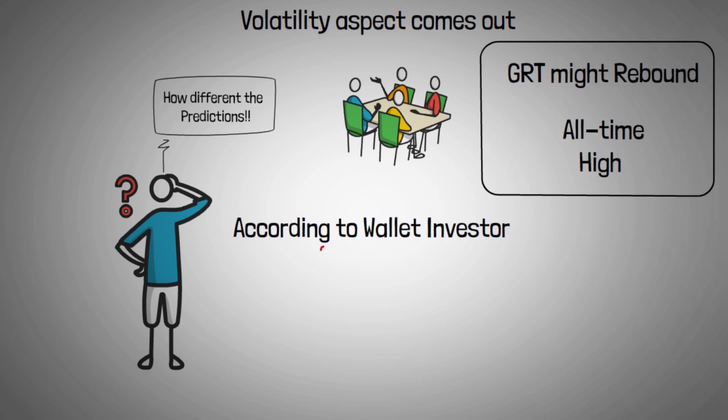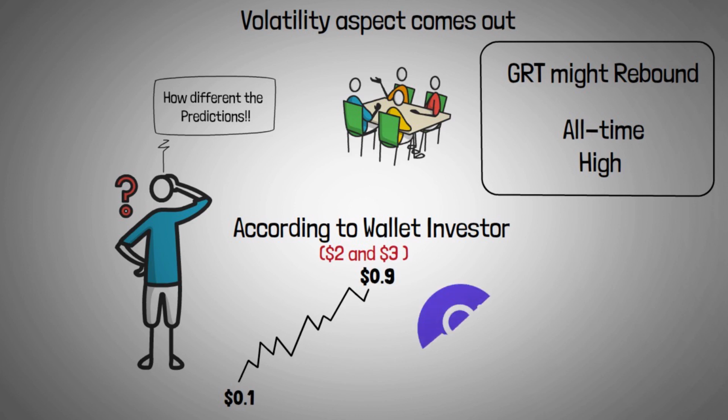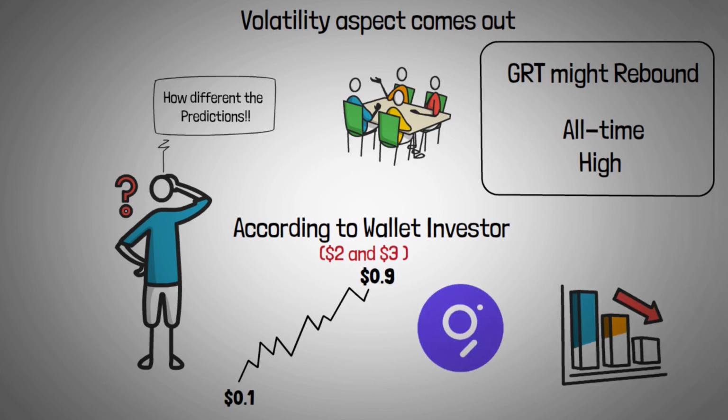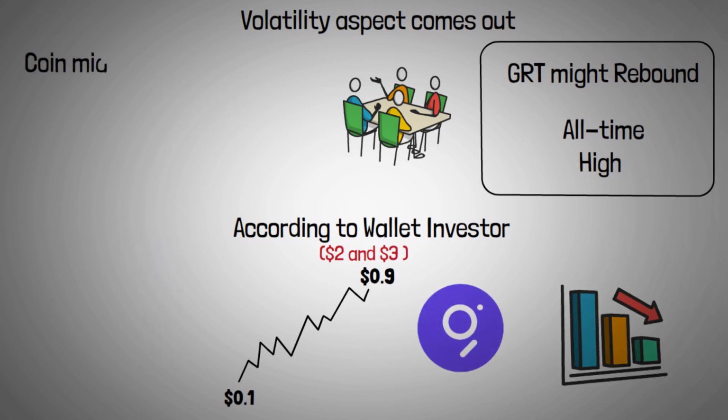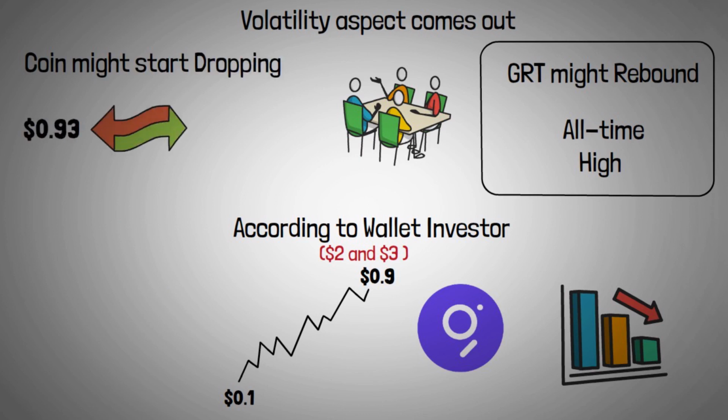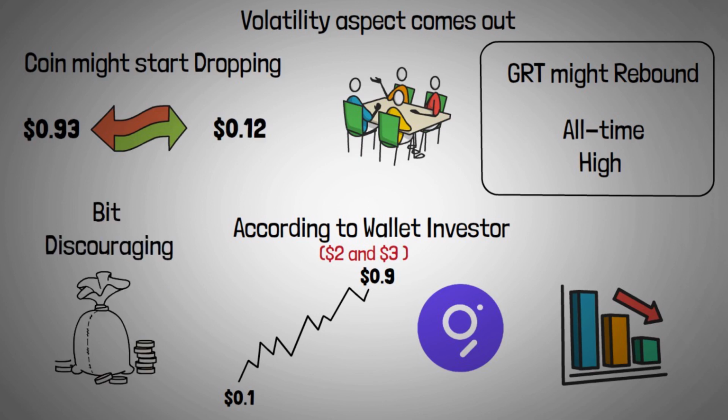According to Wallet Investor, the rally to $2 and $3 will be challenging, with the coin mostly bouncing between 10 cents and 90 cents for the rest of 2022. For some reason, Wallet Investor believes GRT will record more downtrends with very little growth. The coin might start dropping from the start of the year, where it will be trading at around 93 cents, and close the year at 12 cents. This is a bit discouraging if you look to invest in The Graph for the long term.